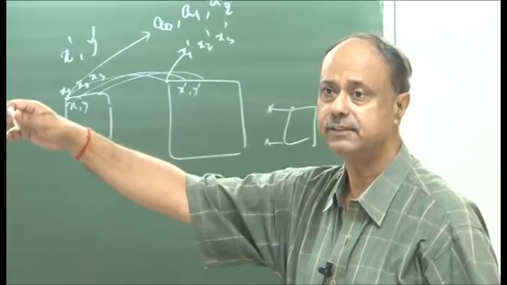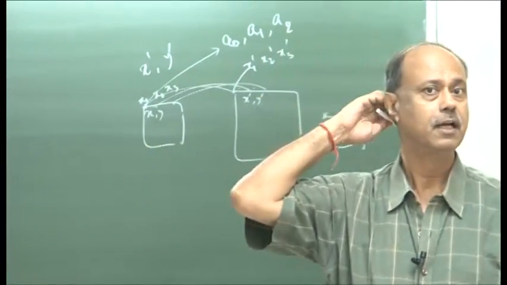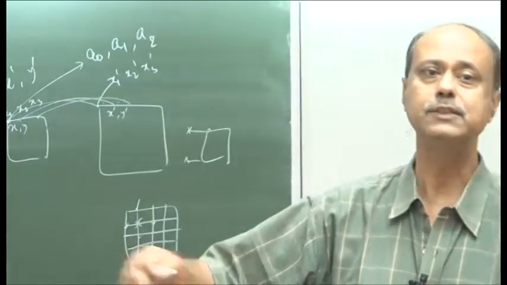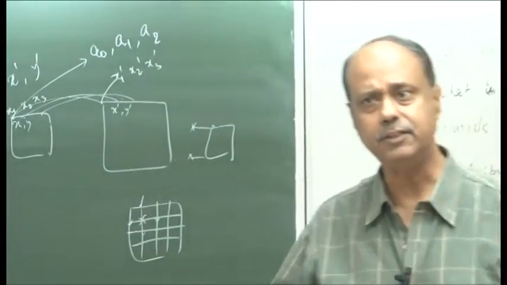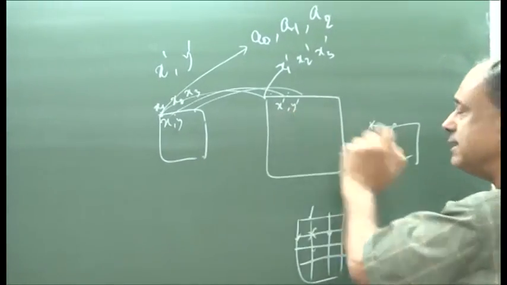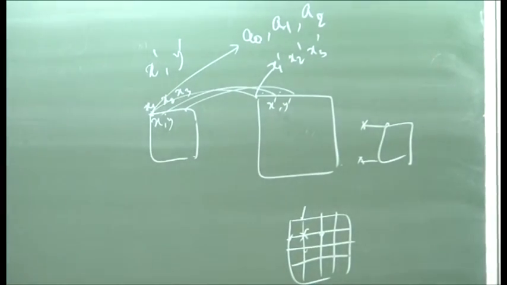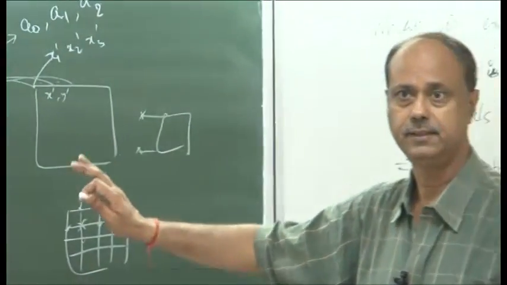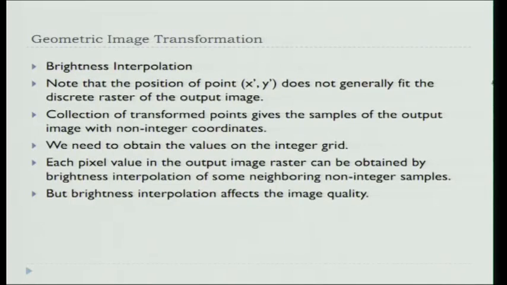Because you have obtained, say, in the case of rotation, it was x cos theta plus y sin theta, something like that, right? You will get some real number. So, for this real number, what is the intensity value you have to find out? And this is true for the whole image. That is the problem.